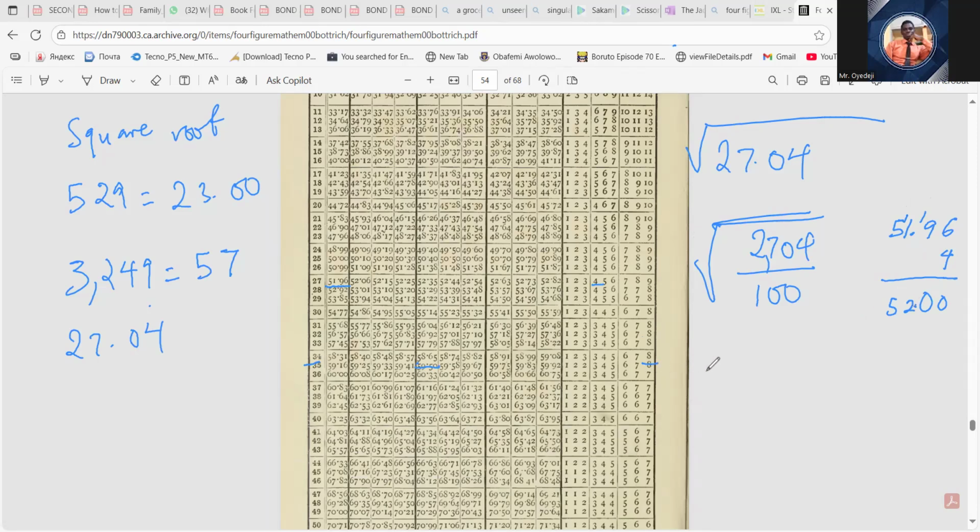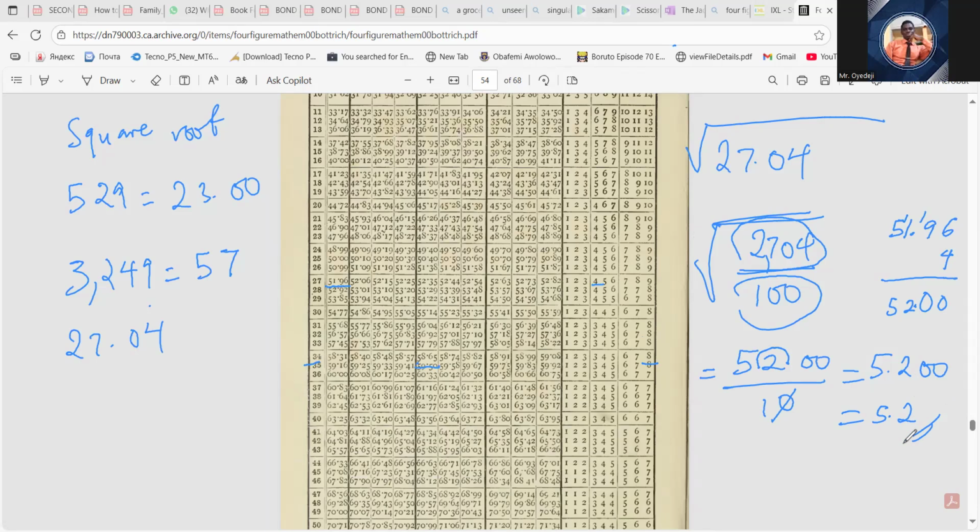So that will be equals to the square root of this 2704 is 52.00. And the square root of this 100 is what? Is 10. So I need to convert back. Remember, I just need to move this point backwards. I hope you remember this. And so I have 5.200, which is simply what? 5.2. There you have your answer.